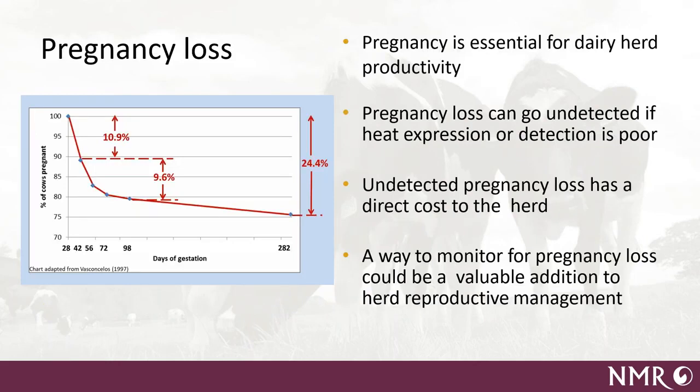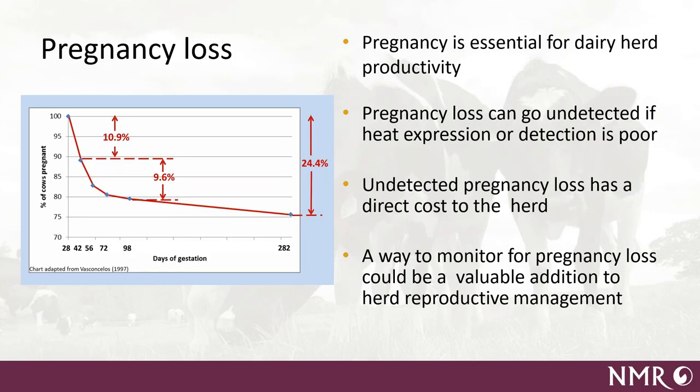So pregnancy loss, and there are various estimates of, let's say, normal pregnancy loss. I've adapted one of these in that chart there, and you can see generally there's greater loss early on, from the late embryonic period through to the fetal period, and estimates of around 10% after 42 days post breeding would be quite common to see through the literature.